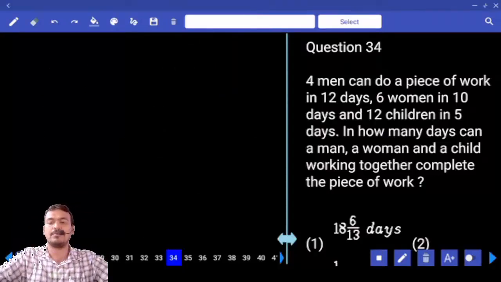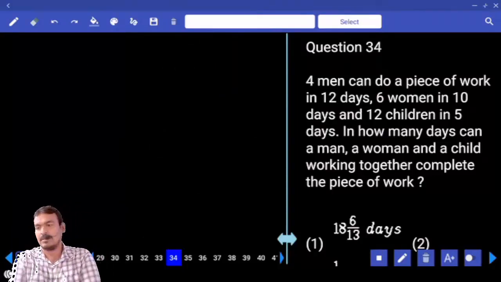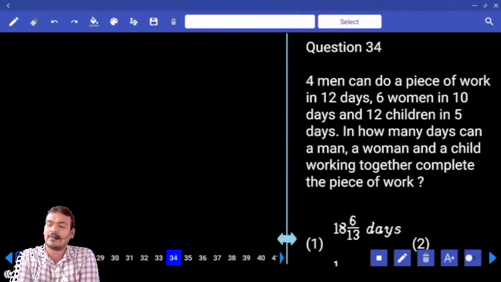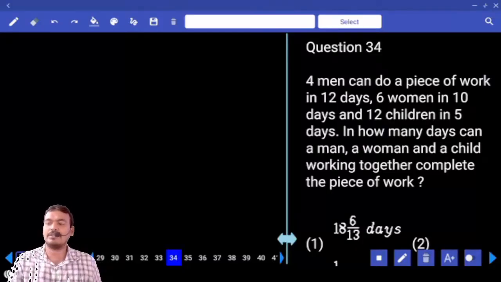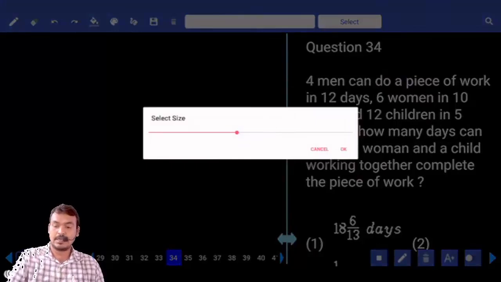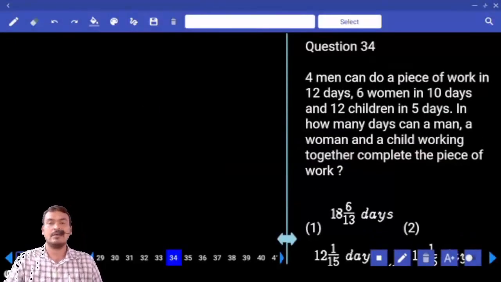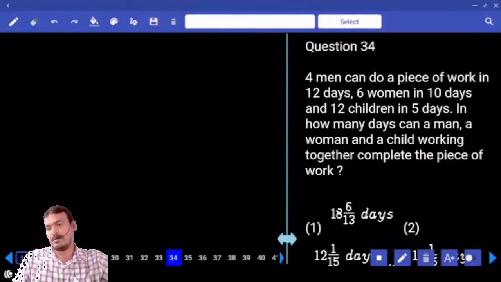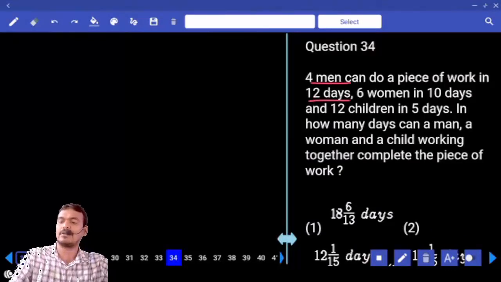Next question number 34. 4 men can do a piece of work in 12 days. 6 women can do the same piece of work in 10 days. 12 children in 5 days. In how many days can a man, a woman and a child working together complete the same piece of work? Same piece of work.